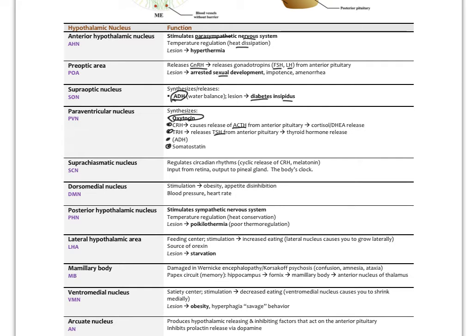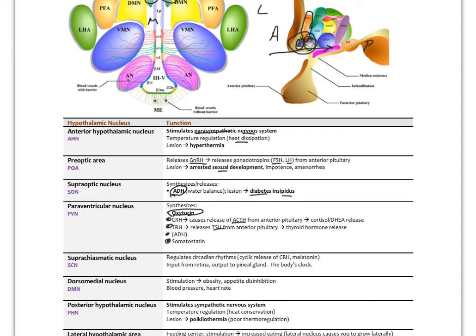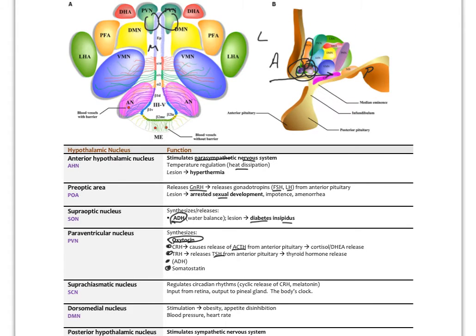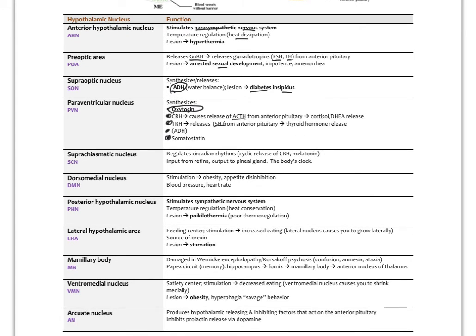The dorsal medial nucleus, when you stimulate it, leads to inhibition of appetite. You see that right here, these regions in yellow. So this is towards the medial side, and this is going to be responsible for obesity if it's overstimulated. If you lose that center, like through a lesion, you get the opposite, and you lose weight. The posterior hypothalamic nucleus stimulates your sympathetic nervous system, so this is your warming center, and lesions here result in what's called poikilothermia, or poor thermal regulation.